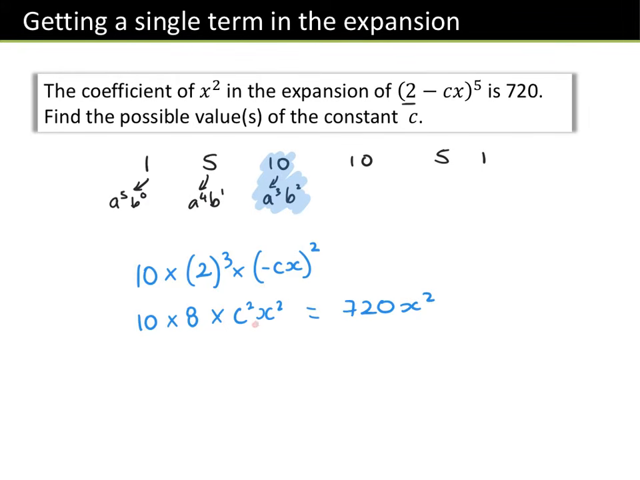So technically, 80 c squared equals 720. C squared equals 9. So c could equal plus or minus 3.